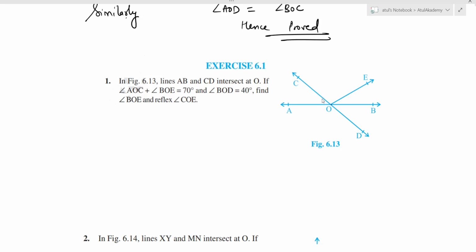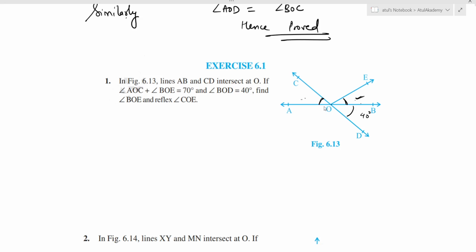Angle AOC plus angle BOE is given as 70. Both of them add up to 70. BOD is given as 40 degrees. I need to find BOE, and I have to find reflex of COE. Reflex of COE means I have to complete 360 minus all the angles. You will get COE. Now, how will you start it, students?